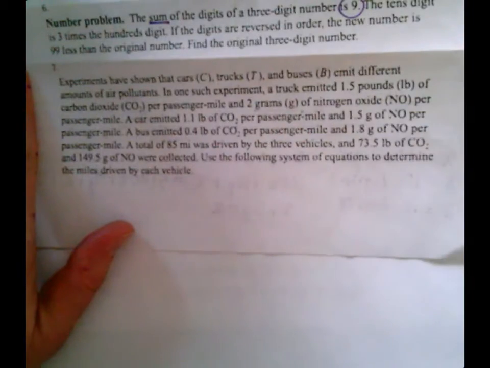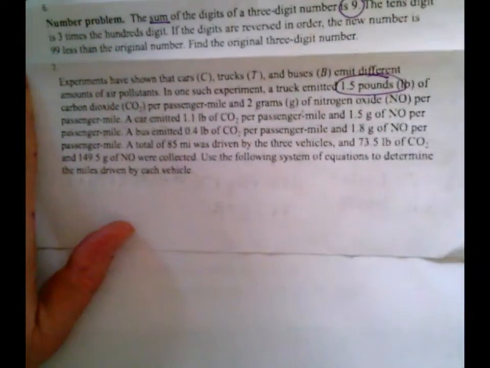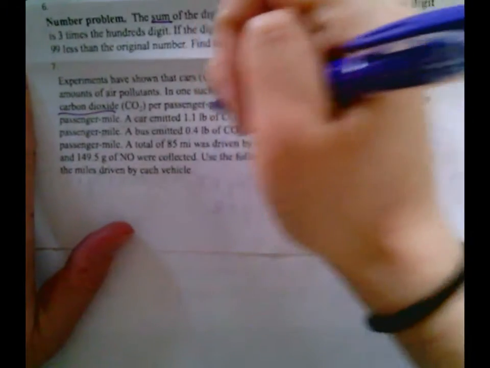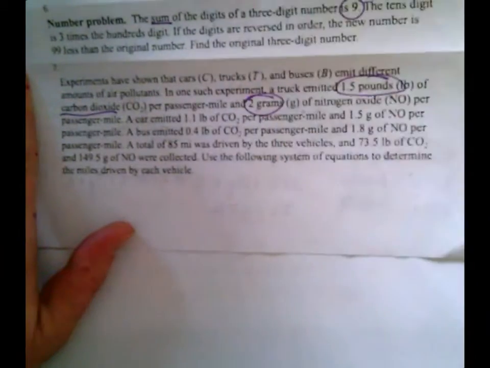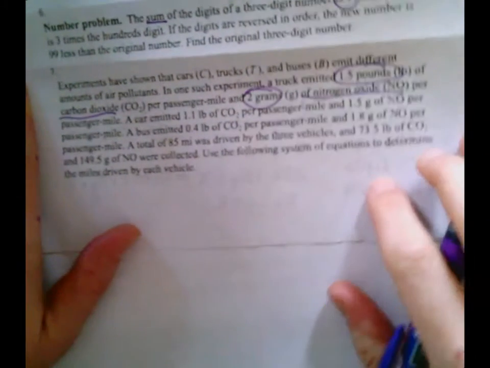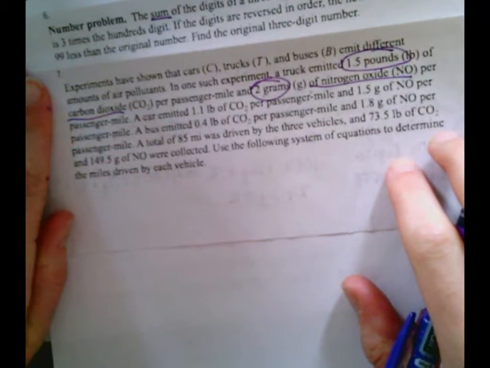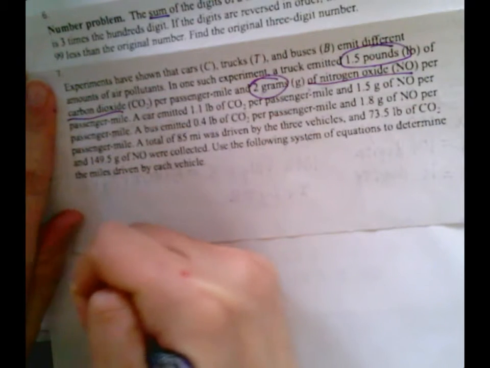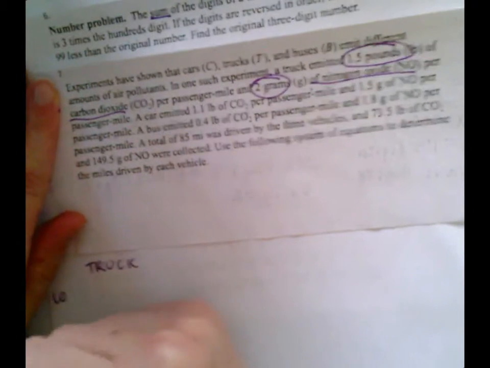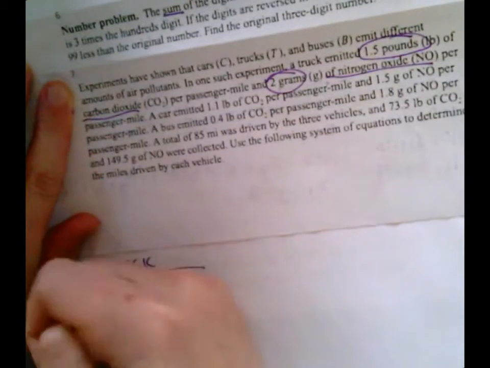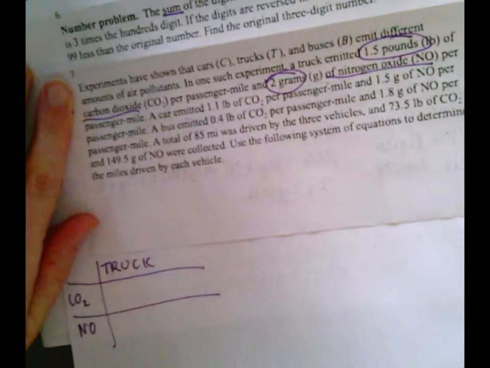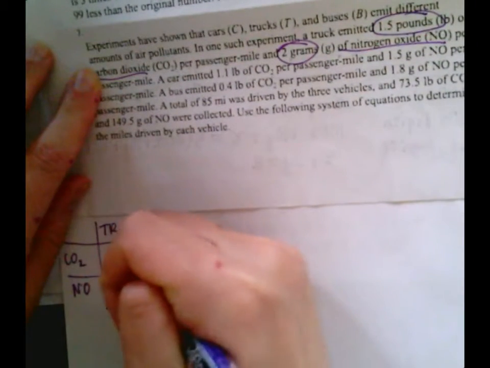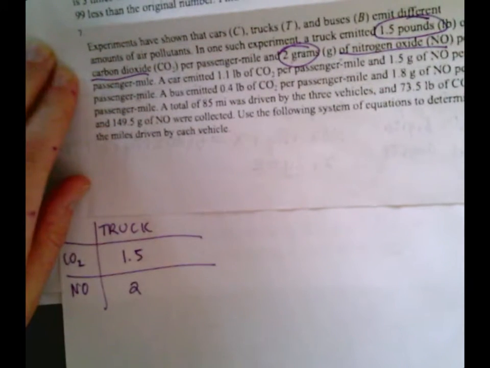per passenger mile. Okay, so we know we have 1.5 pounds of carbon dioxide and 2 grams of nitrogen oxide. It might be useful to organize this information in some sort of table because there is a lot of it. So I'm actually going to do that right here. So we'd have for the truck, for CO2, and then we also have an amount of nitrogen oxide, right? So I know that for CO2, the truck is 1.5. And for nitrogen oxide, it's 2 grams.